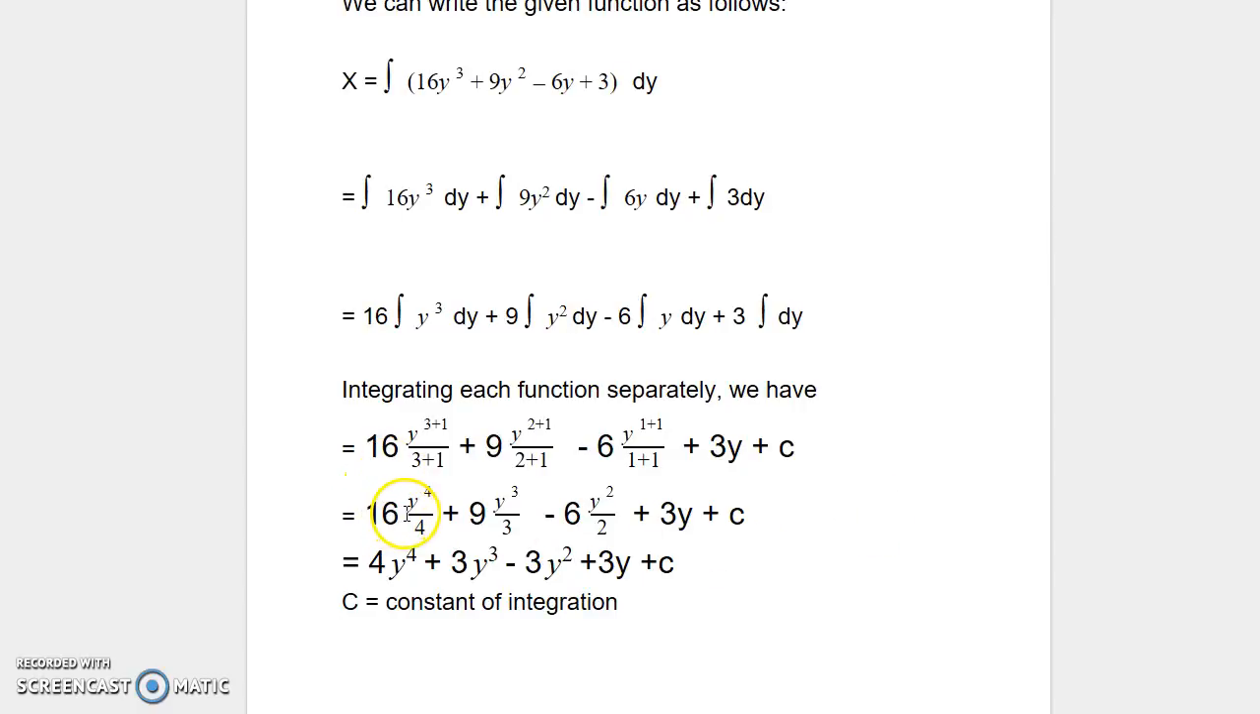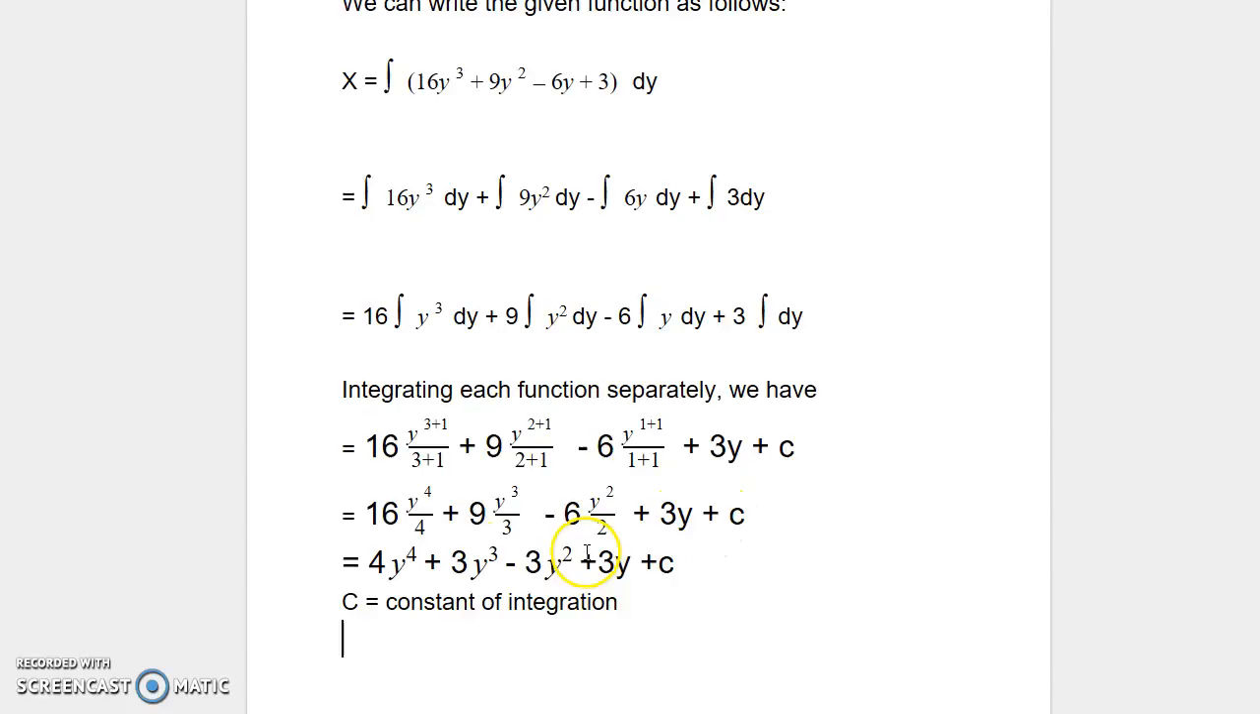So 16 times y to the power of 3 plus 1 translates to y to the power of 4 divided by 3 plus 1, which is 4, plus 9 times y to the power of 2 plus 1 translates to y to the power of 3 divided by 2 plus 1, which equals 3, minus 6 times y to the power of 1 plus 1, which is y to the power of 2, divided by 1 plus 1, which is equal to 2, plus 3y plus c.